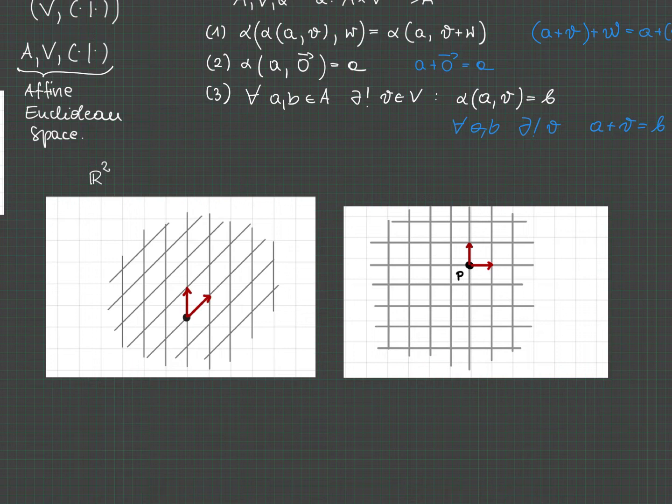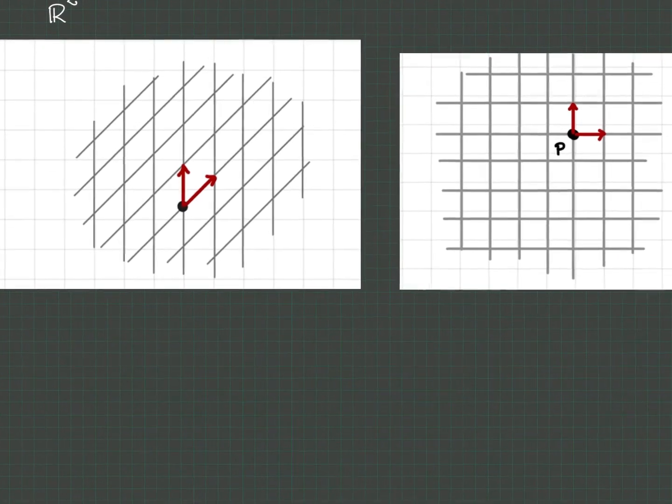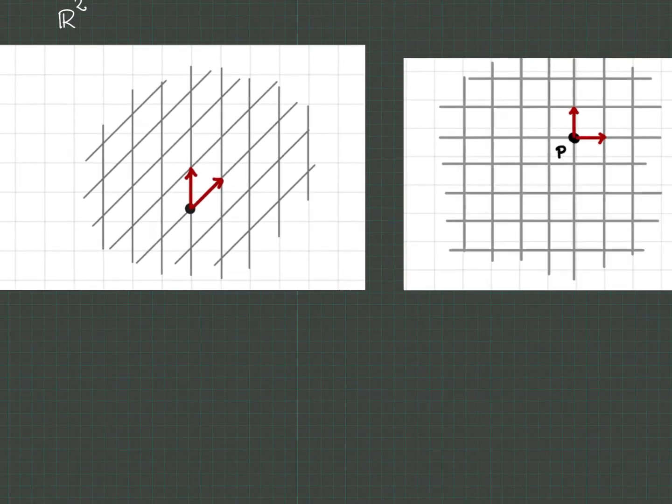Formally, what is the coordinate system? Coordinate system is a map. Again, what do we do formally? Formally, we have defined a map.